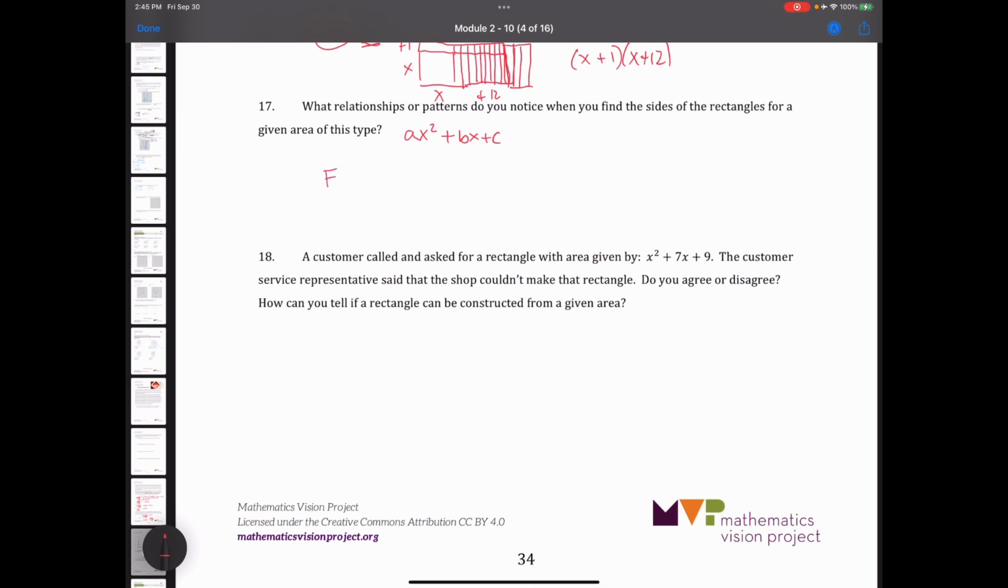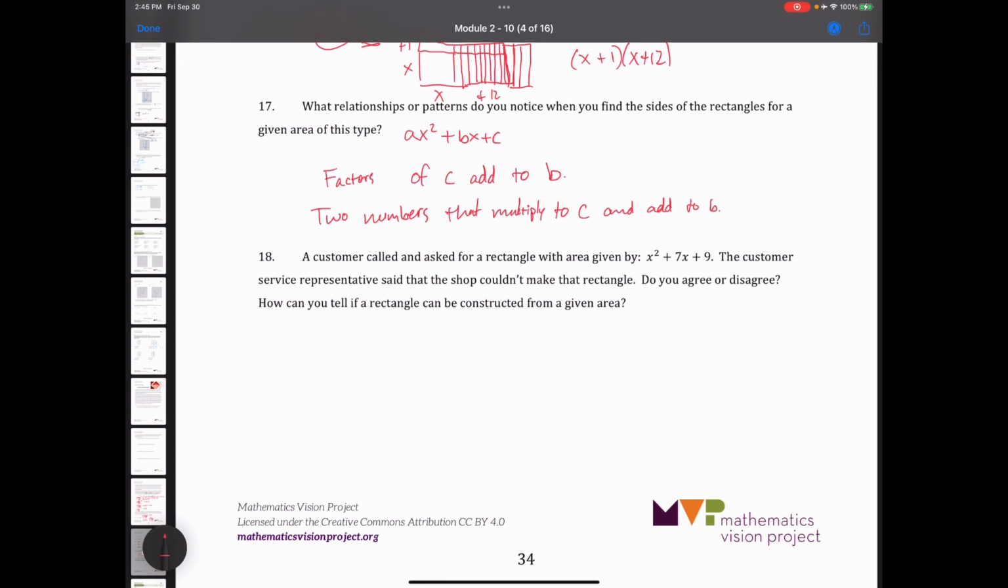So the factors of c add to b. Okay, or we're looking for two numbers that multiply to c, or as Sammy might say, times to c, and add to b. There are several ways to say that, right? They times to c and add to b. They multiply to c and add to b. You could also say their product is c and their sum is b.